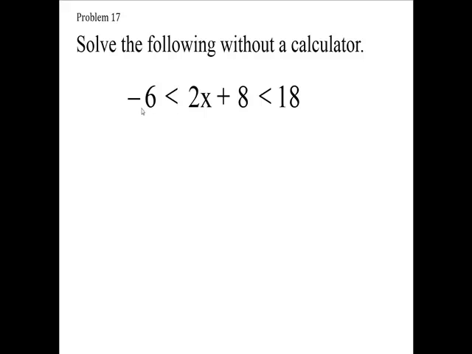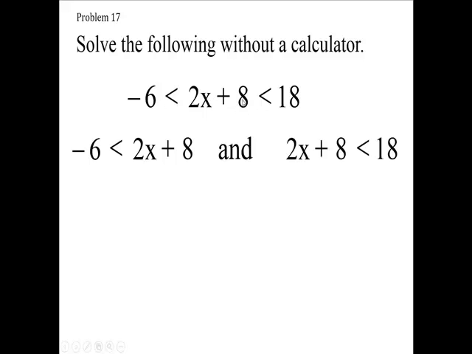The first inequality is the left side of it. So negative 6 is less than 2x plus 8. And then if you cover up the negative 6 and the less than sign over here, you'll have the right side of it. And that's going to be 2x plus 8 is less than 18. Okay, so we have two inequalities to solve with an and between them.